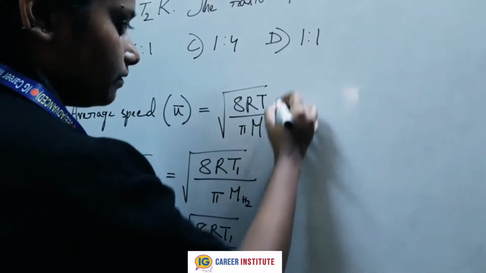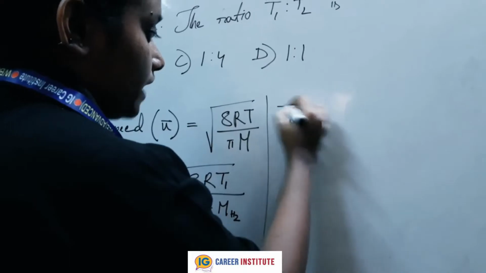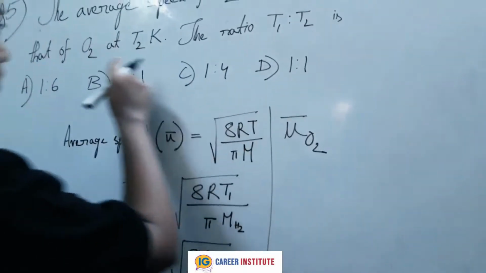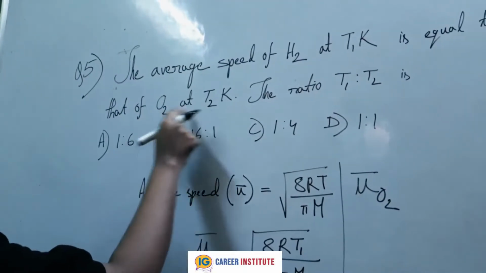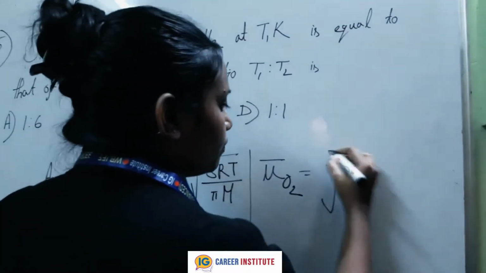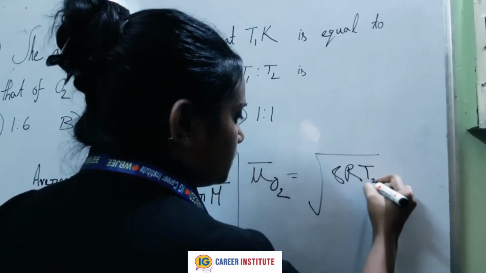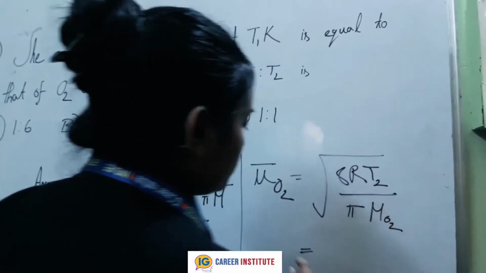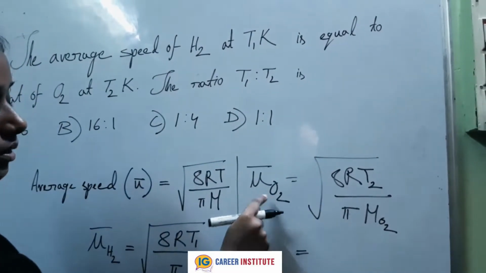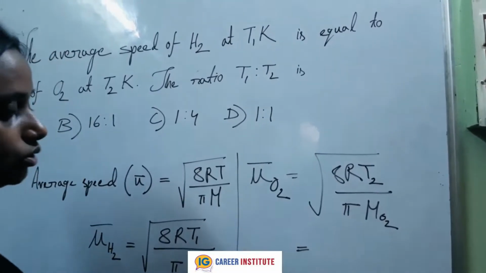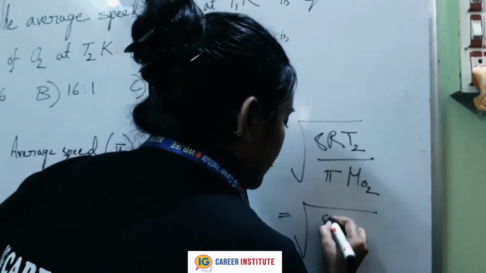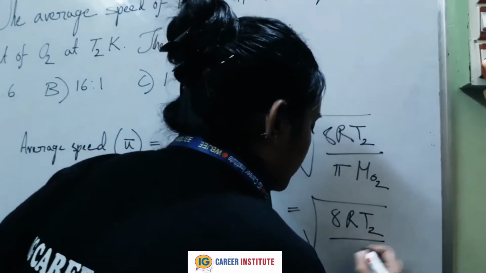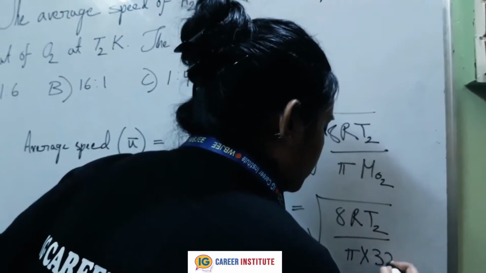Now what is the average speed of oxygen? The next gas under consideration is oxygen at T2 Kelvin. That will be root over 8RT2 by pi MO2. Now what is the molecular weight of O2? Oxygen atom is 16, so O2 will be 16 into 2, 32. So 8RT2 by pi into 32.